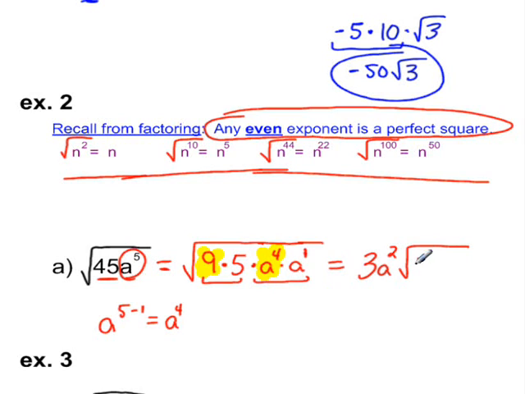Inside I have a to the first. That's not a perfect square. A to the first, this is odd. That is not a perfect square, so I'm going to leave that alone inside. And since the inside doesn't simplify for an odd exponent and a factor that is not a perfect square, this is going to be my answer.